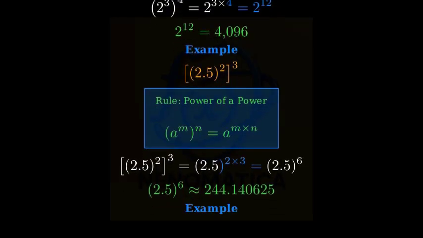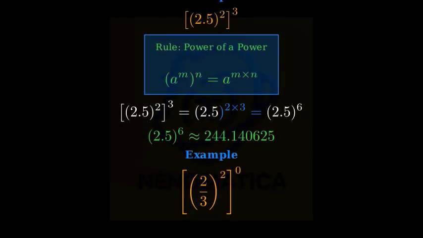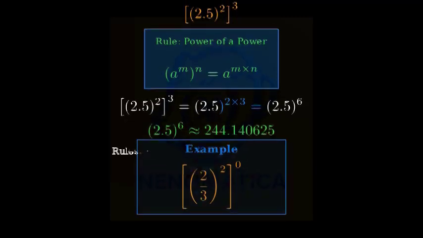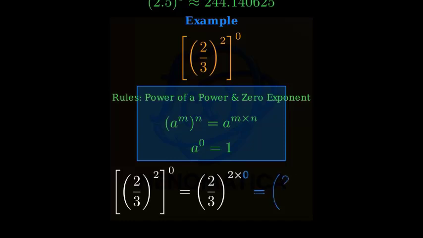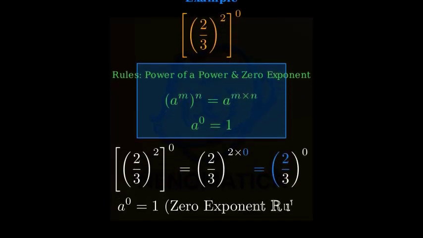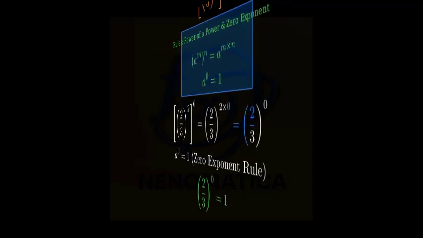Let's look at one more example that combines multiple rules. Here we have the fraction 2/3 squared, and that entire quantity is raised to the 0 power. First, let's apply the power of a power rule. We multiply the exponents. 2 times 0 equals 0. Now, we need to remember another important rule. Any number raised to the 0 power equals 1. So our final result is simply 1.